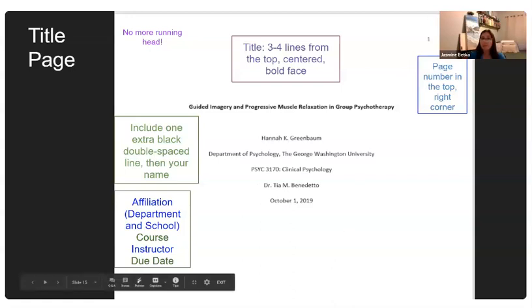So just to recap, start with that page number. Then you're going to go 3 to 4 lines down, have your title, skip one extra double space line, then start with your name, affiliation, and then your course, instructor, and due date. And this here is all just double spaced.